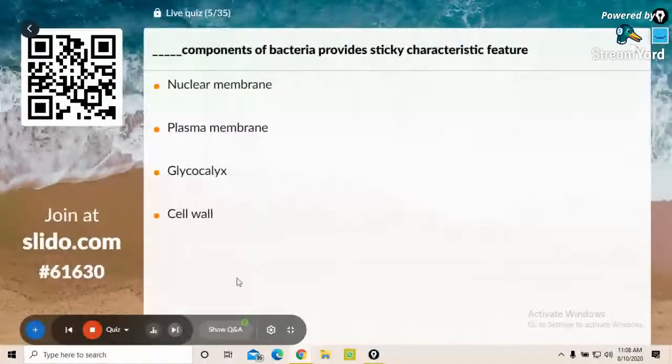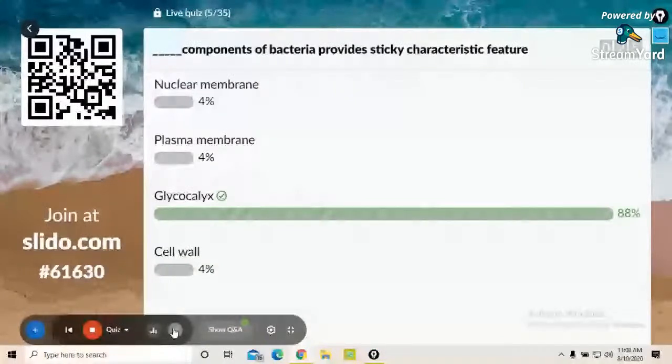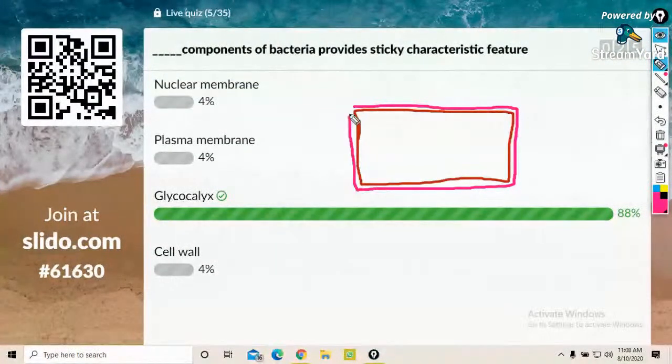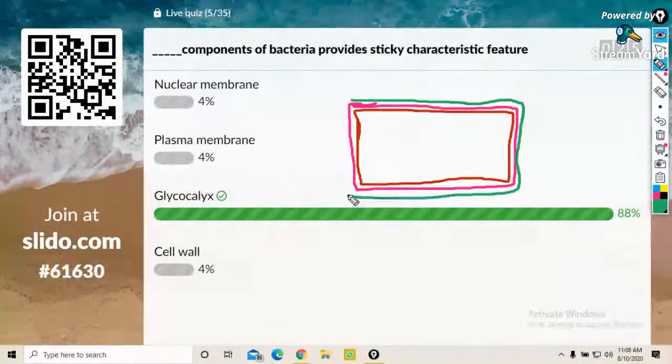88% students chose the correct answer. It is glycocalyx. In prokaryotes, above the cell membrane they have a layer, the cell wall made up of peptidoglycan or murein. And above this, they have another feature known as the glycocalyx layer. The glycocalyx may be sticky in nature, that is, either capsule or slime layer.